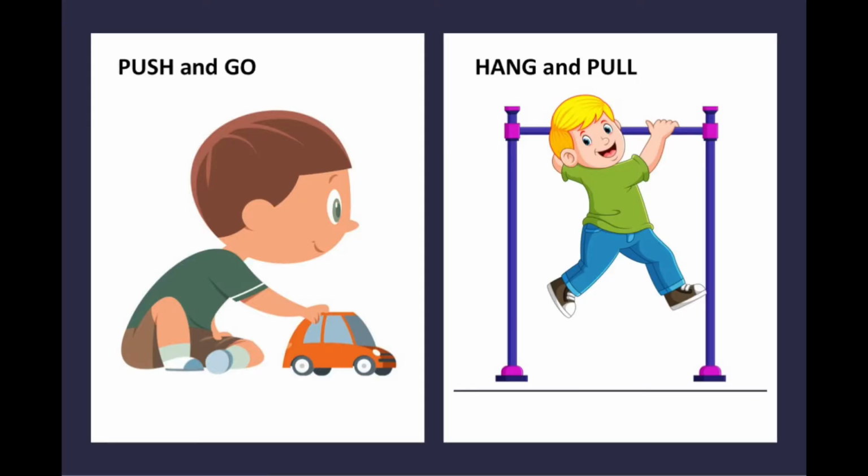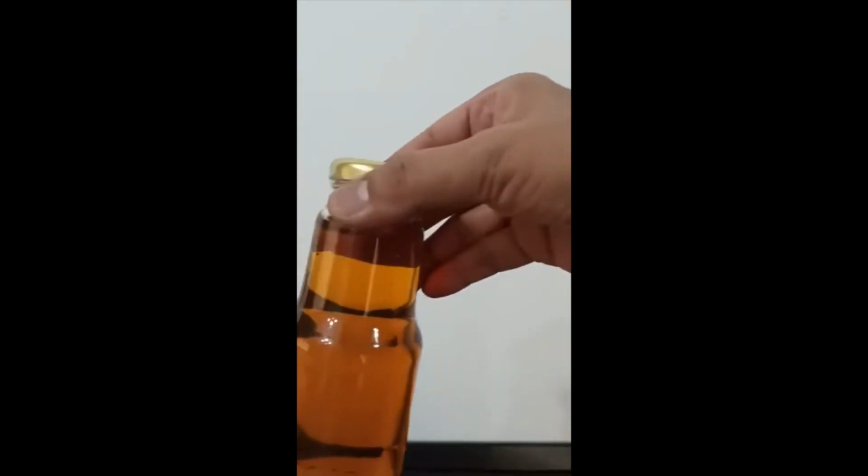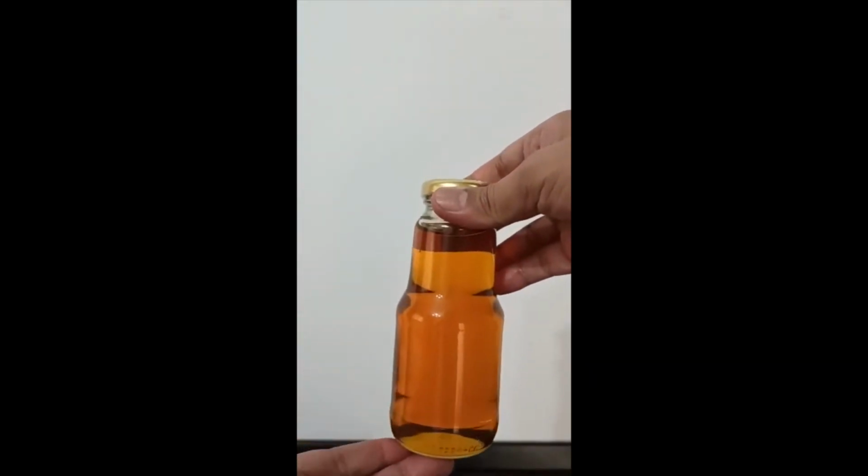For our final activity, let me demonstrate to you how force affects the movement of an object by hanging and pulling. I'll be using 3 bottles of honey, plastic, and a spring balance. Now observe what happens.